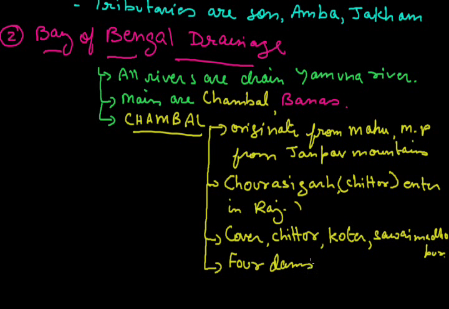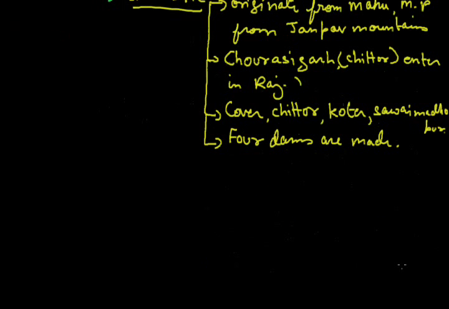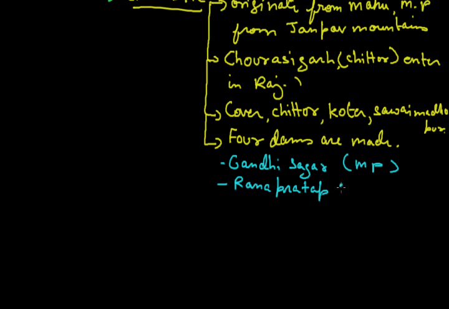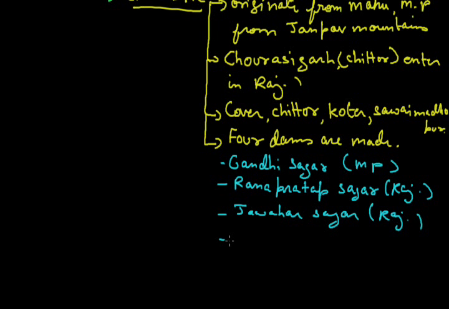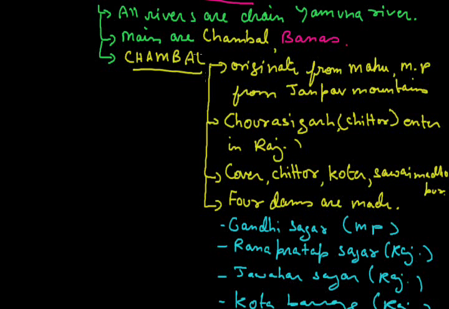Four dams are made on this river, known as the Chambal River projects. These dams are Gandhi Sagar in Madhya Pradesh near Rajasthan, Rana Pratap Sagar at Rawat Bhata, Rajasthan, Jawahar Sagar at Kota, Rajasthan, and the last one is the Kota Barrage at Kota City. So this is how we have done Chambal.